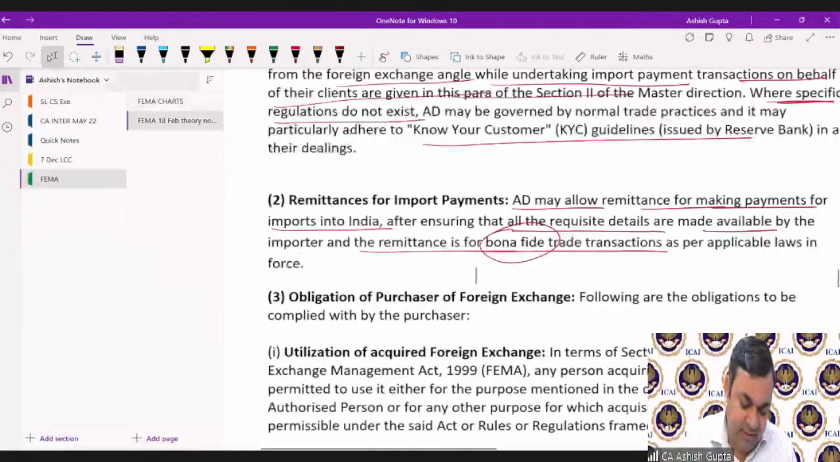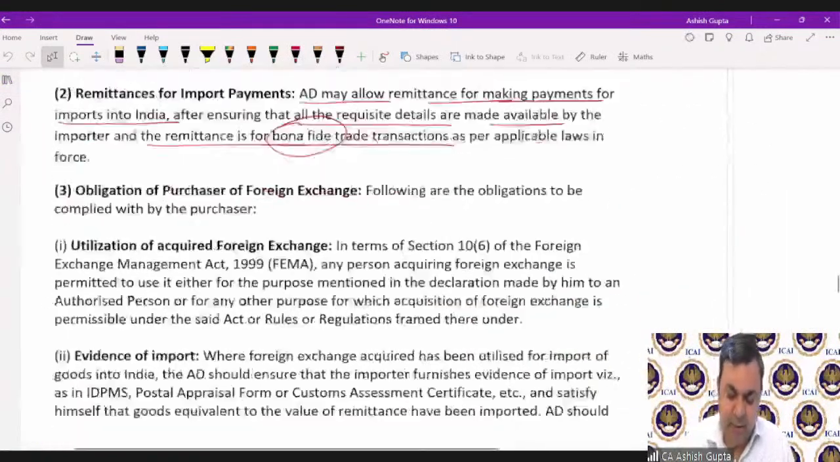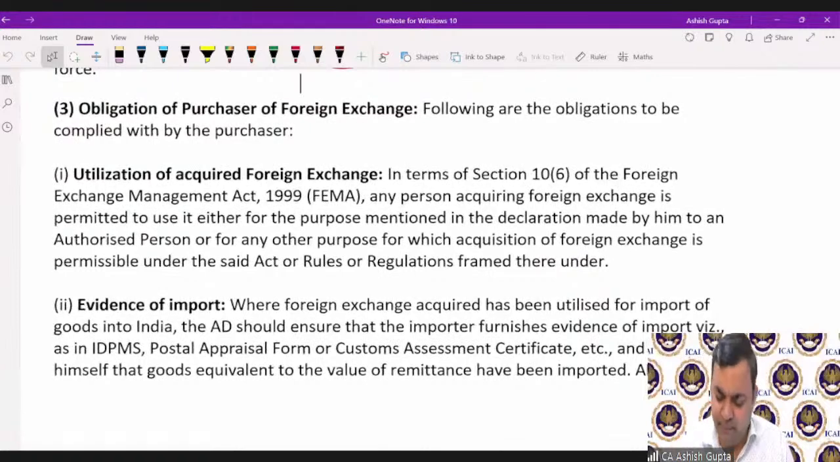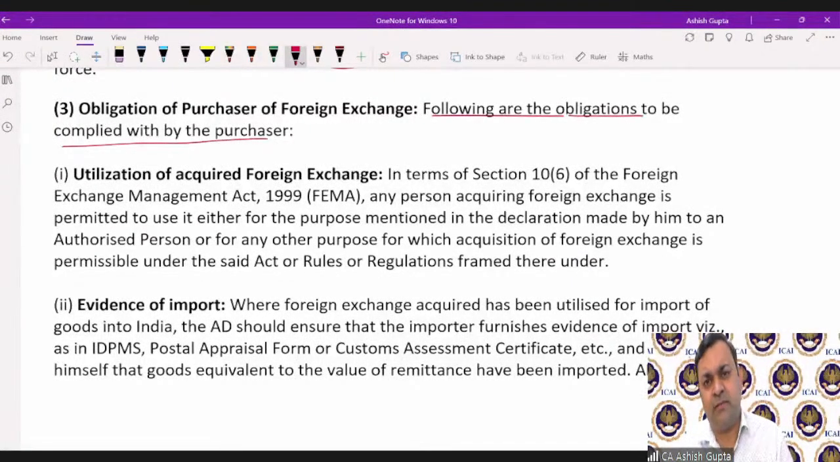Now read with the theory part. Obligation of purchaser of foreign exchange means we are talking for Indian importer. Following are the obligations to be complied by the purchaser. First, utilization of acquired foreign exchange: for what purposes you took that foreign exchange, you need to utilize for that purpose only or any other purpose as permitted by RBI or under the FEMA Act. Means you cannot use it for the purpose that is prohibited, right?